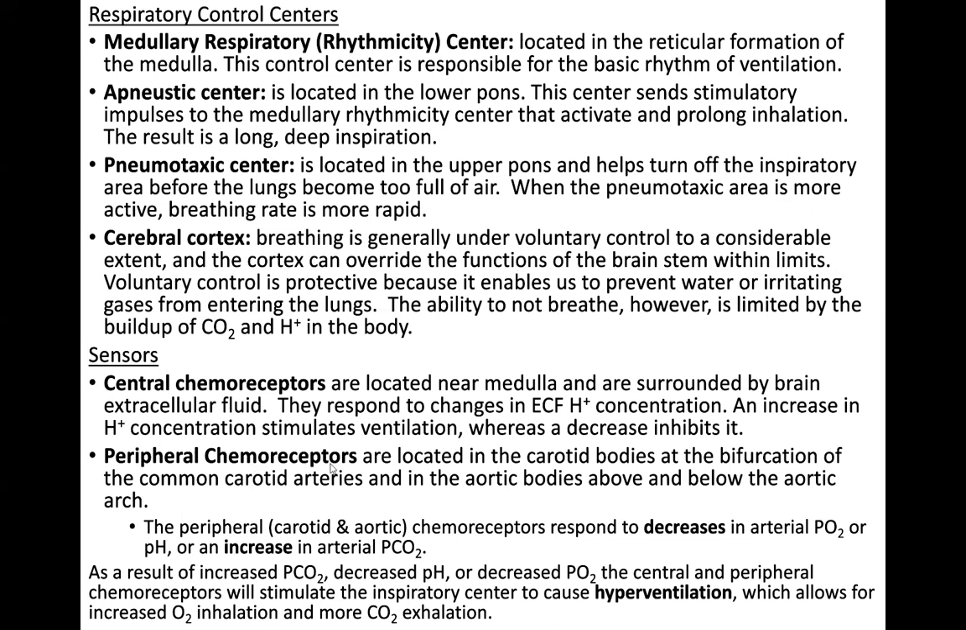Okay. Your peripheral chemoreceptors are going to be the same receptors that we talked about back when we talked about blood pressure. They're located in the carotid bodies at the bifurcation of the common carotid arteries and the aortic bodies above and below the aortic arch. So basically your upper chest into your neck. Okay. They respond to three things, and it's the same three things that we talked about in our blood vessels lecture when we talked about blood pressure. They respond to decreases in arterial PO2 or decreases in pH or increases in arterial PCO2.